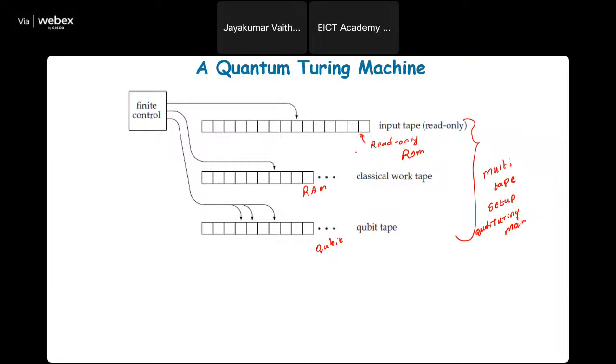Any doubt within this slide or previous slide? If you have, you can ask me. Is it clear? Shall we move? Okay, thank you.